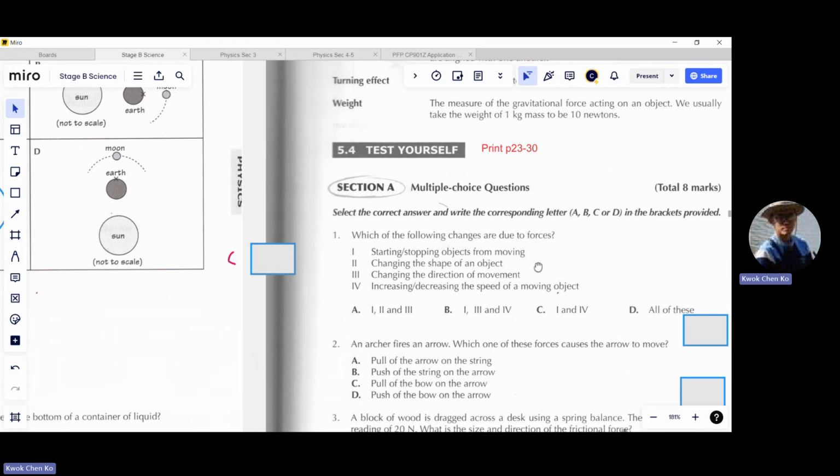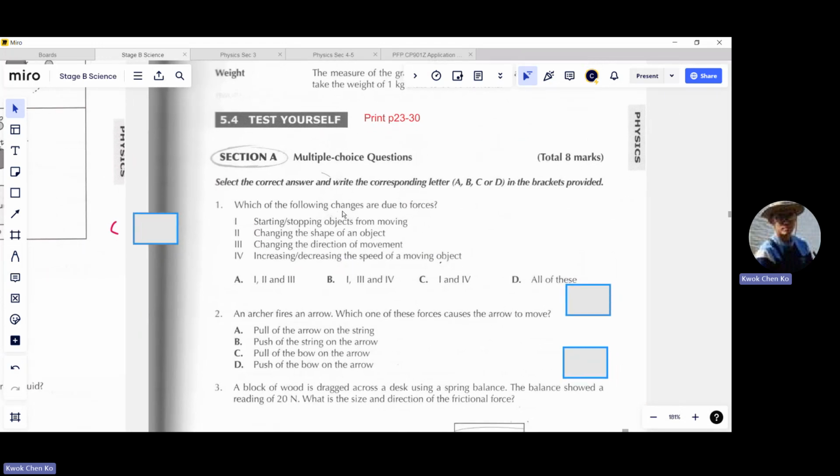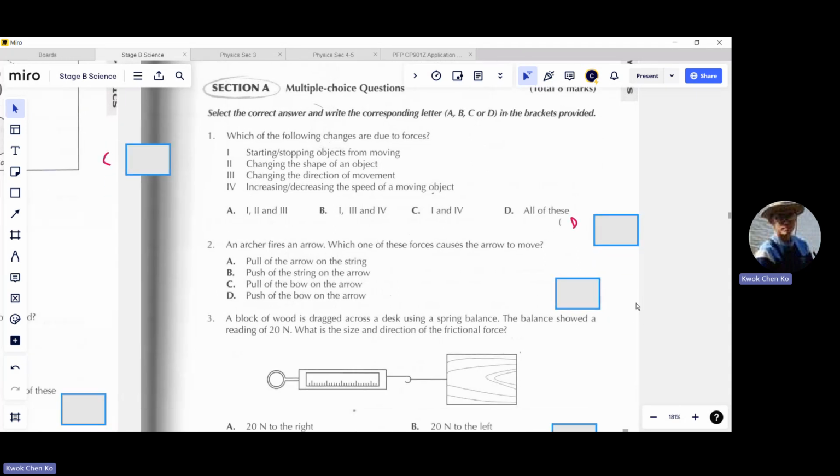Okay, next one. Which of the following changes are due to forces? Tell me. All of it, that's pretty. You get it correct, actually. An archer fires an arrow. Which one of the forces causes the arrow to move?